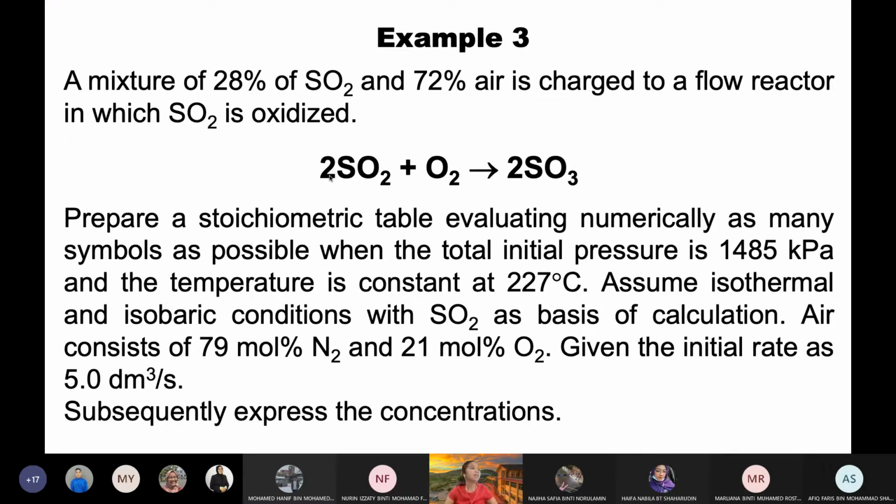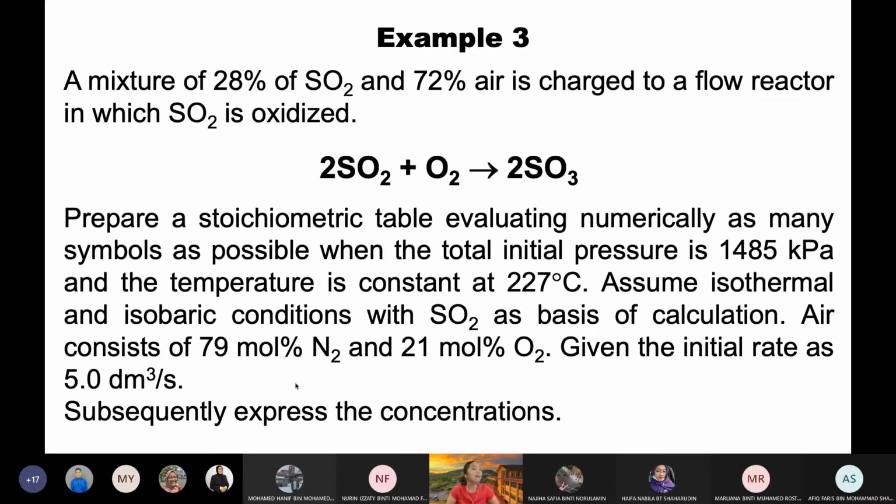And it says SO2 is the basis of calculation. So just to tell you, if they say use SO2 as the basis of calculation, it means SO2 is your A. In this case, SO2 is your A. So basically the reaction is 2A reacting with 1B to produce 2C. 2A, 1B, 2C.